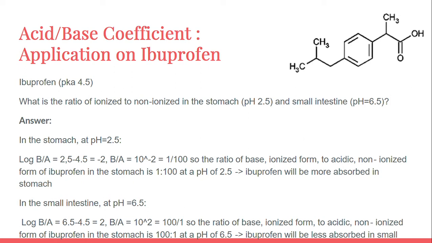In the small intestine at a pH of 6.5, the calculation gives us a ratio of 100 over 1. So the ratio of base, which is the ionized form, to acidic, the non-ionized form of ibuprofen, is 100 to 1 at a pH of 6.5. Ibuprofen will be available in a much more ionized form, so it will be less absorbed in the small intestine because the ionized form has a poorer absorption compared to the non-ionized form.